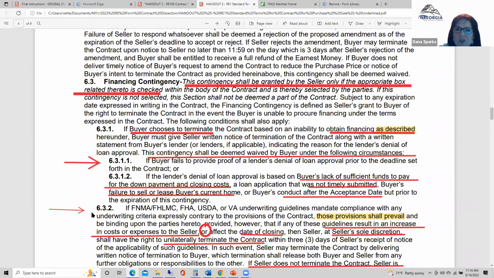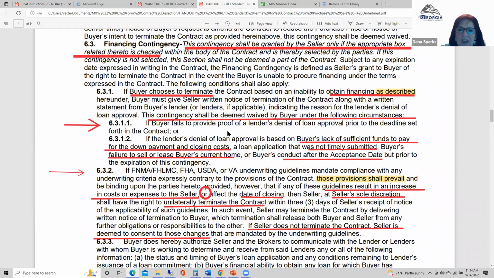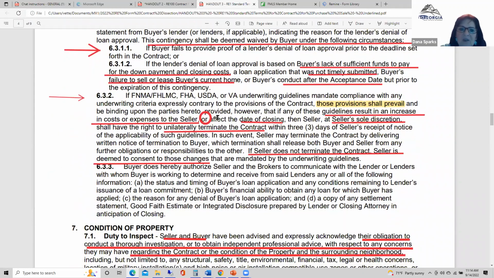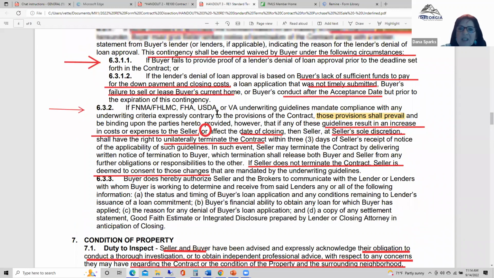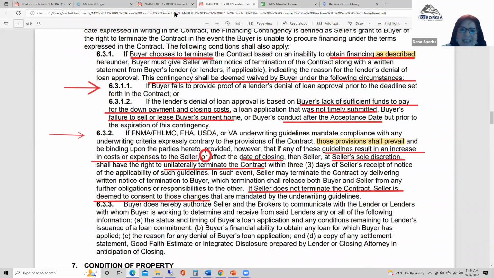Well, here's all the termination rights, the loan denial letter, and so forth, and what can be included in that loan denial letter. So again, I hope I am impressing upon you the importance of attaching the standard terms.